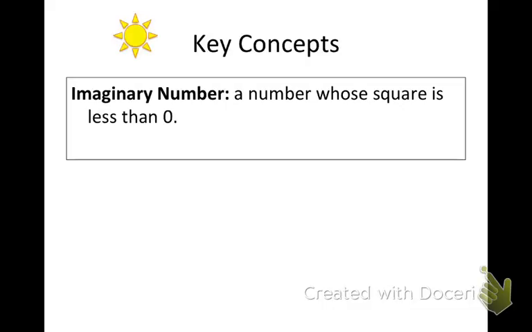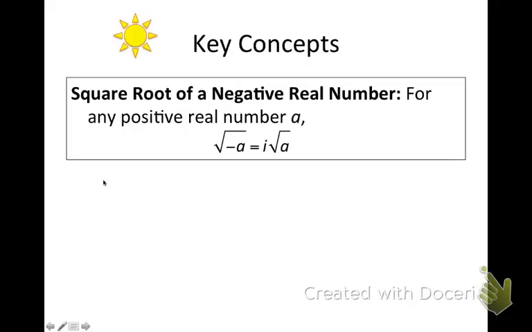Okay. Good. So, an imaginary number is a number whose square is less than 0. So now let's think about that. If you square 2, you get 4. Is that less than 0? No. If you square 9, you get 81. Is that less than 0? No. So any number whose square is positive or 0 is a real number. But if you had a number whose square was less than 0, making it negative, then it becomes an imaginary number. Okay?